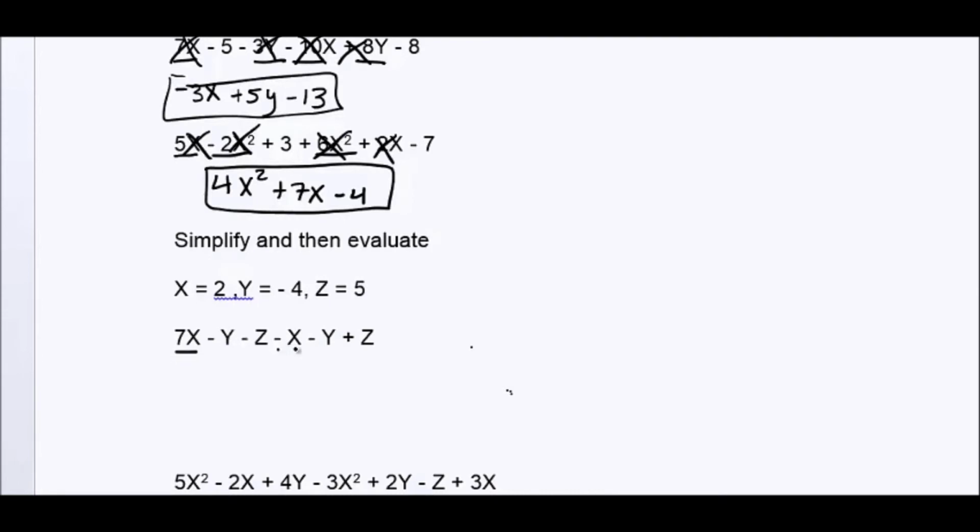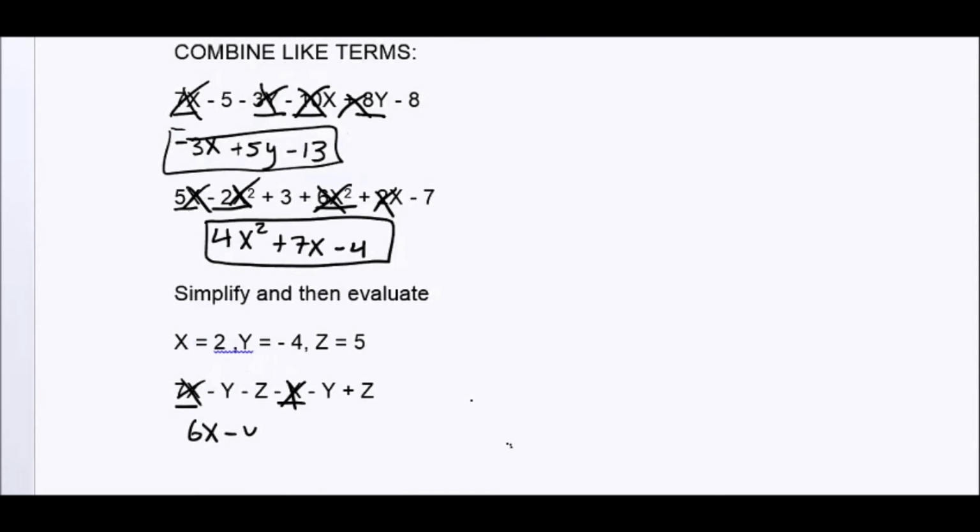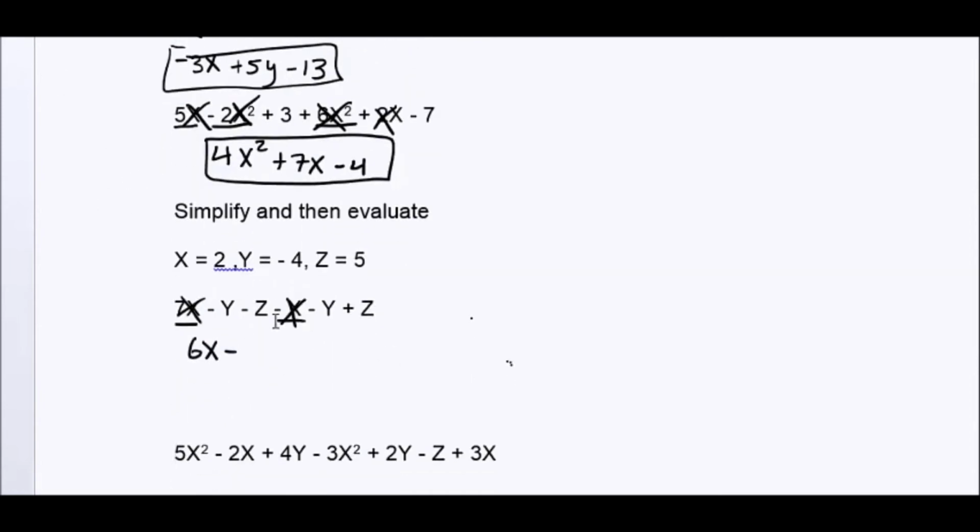We have 7x minus x, which is 6x. $7 minus $1 is just six bucks. Okay, we're done with that. We have a negative y and a negative y. I owe $1, I owe another $1. Together I owe, oops, let me erase that. So together I owe, let me get my pen back, $2, or 2 y's.